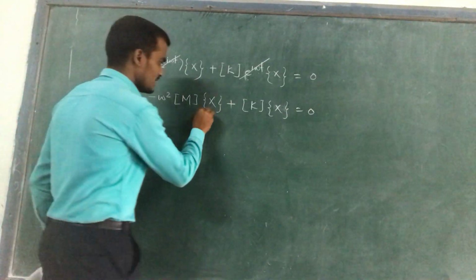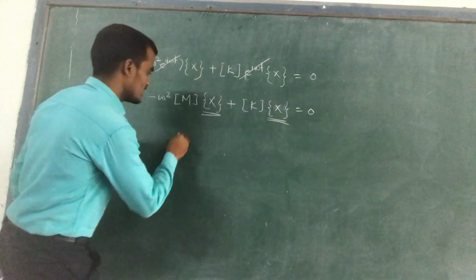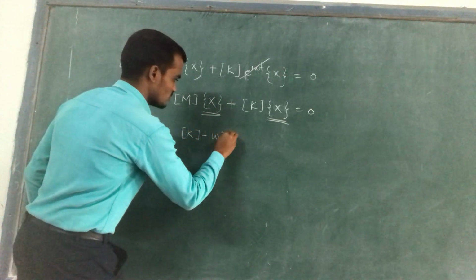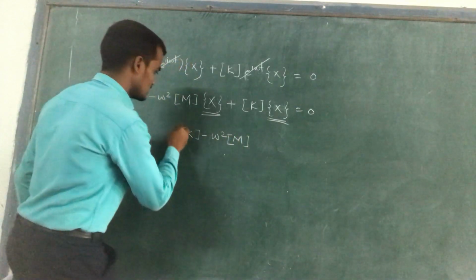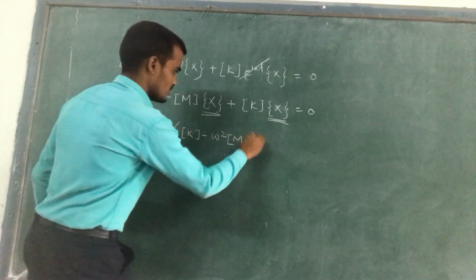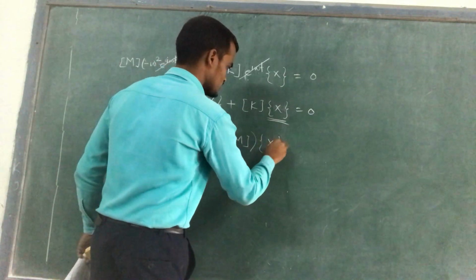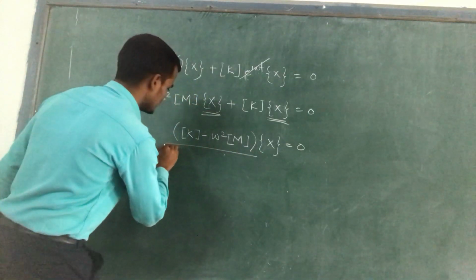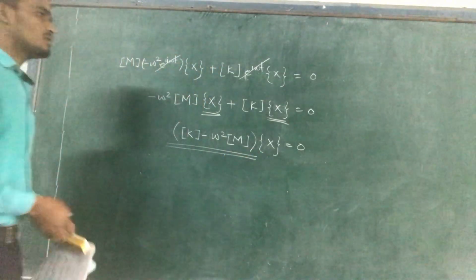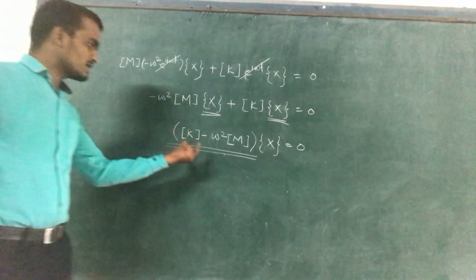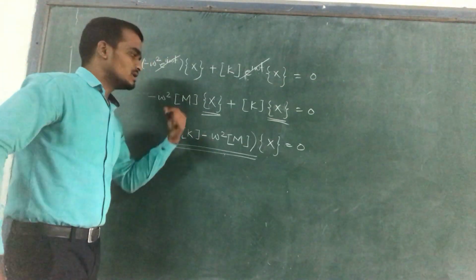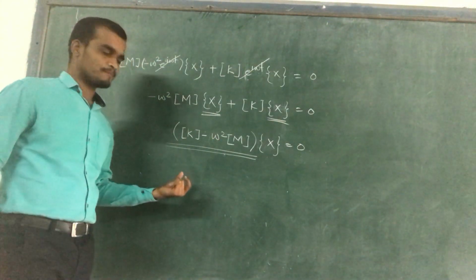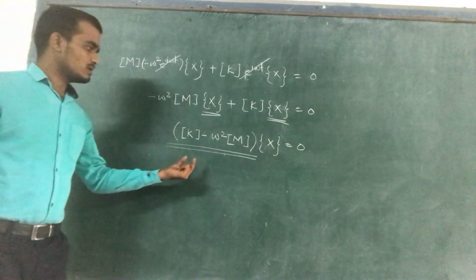Since the x vector is common, we can write this equation as (K matrix minus omega squared into M matrix) into the x vector is equal to 0, and this is nothing but your characteristic equation. By using this characteristic equation we will get the omega values, that is the frequency values. So how do we solve this equation?